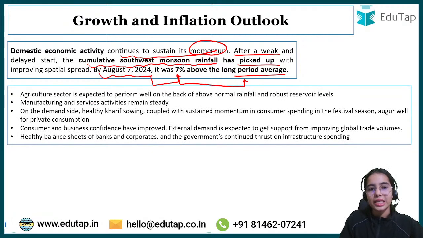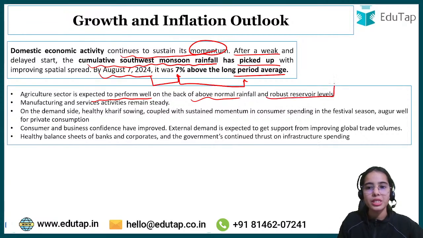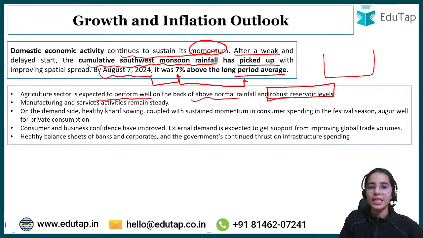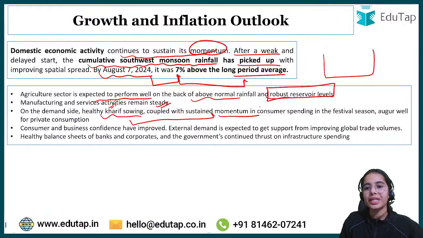The agriculture sector is expected to perform well on the back of above normal monsoon and robust reservoir levels. So the reservoir levels are also good. Manufacturing and services activities have remained steady. On the demand side, there is the healthy Kharif sowing that has happened in the monsoon season, coupled with sustained momentum in consumer spending in the festival season.